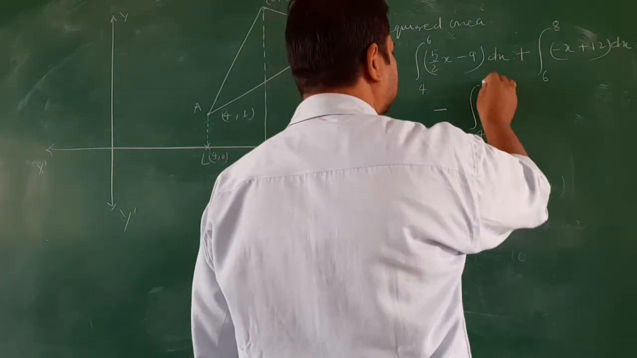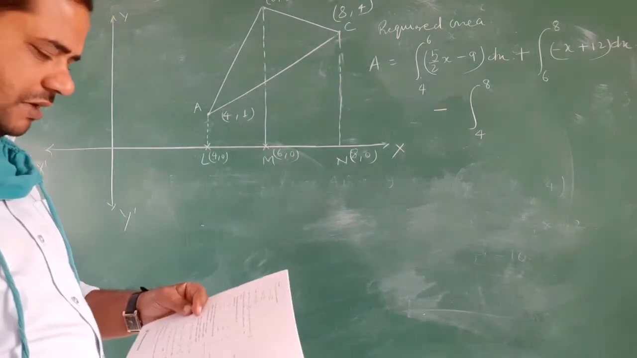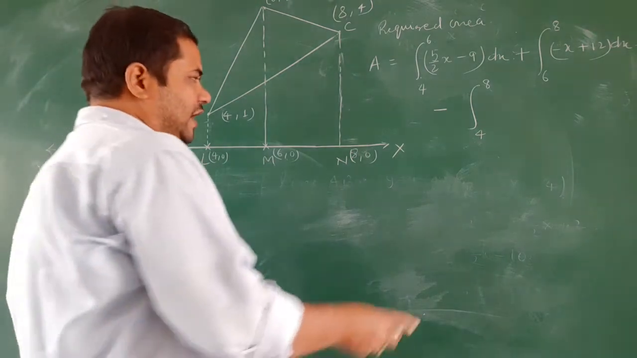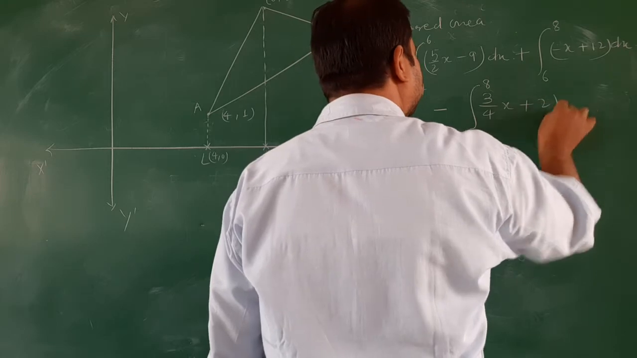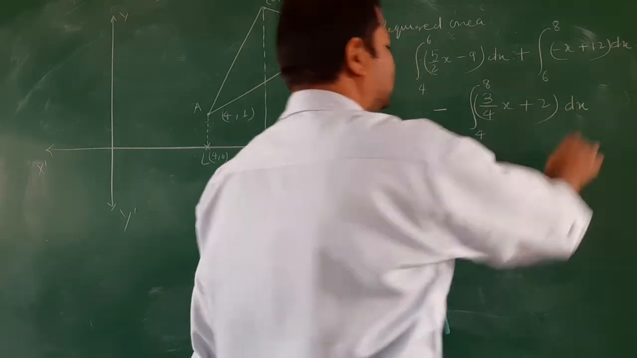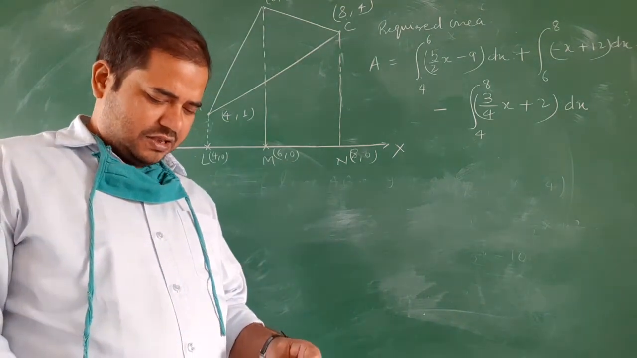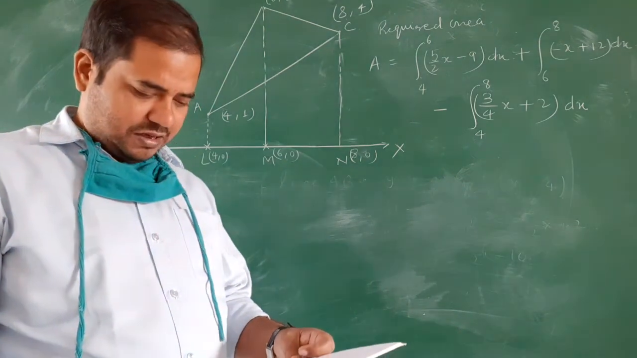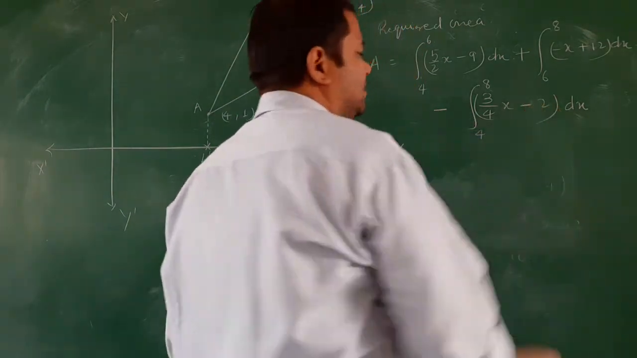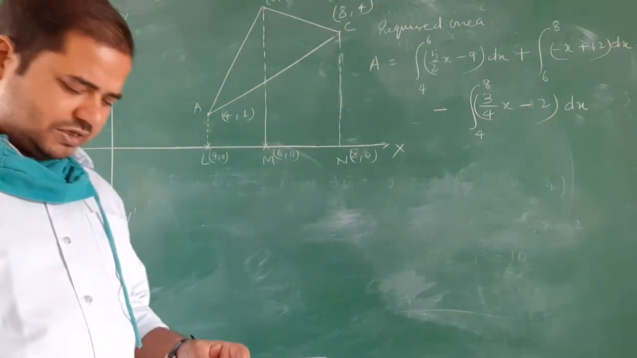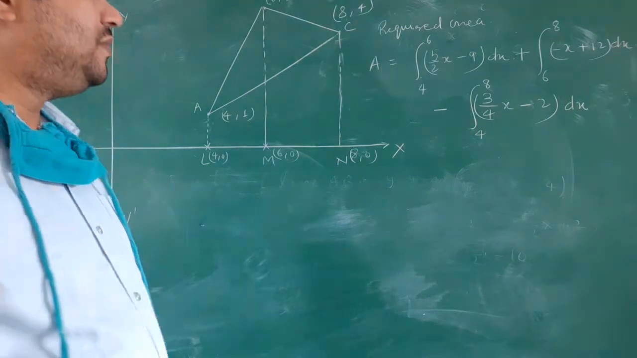4 to 8. Equation of the line AC. This is nothing but 3 by 4x plus 2, 3 by 4x plus 2 dx. Now you calculate that particular area, you will get 3 by 4x minus 2. Calculate this particular area, you will get the value. So what will be the value?